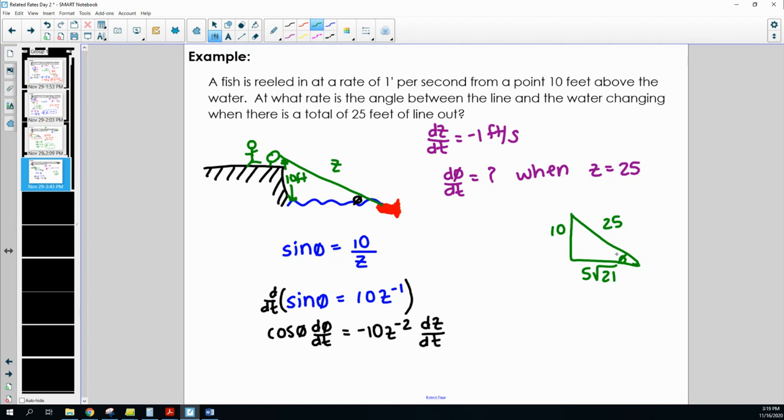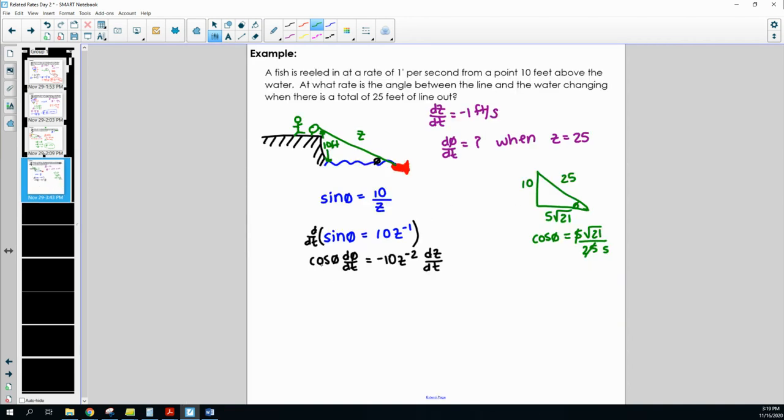Using the angle theta here, cosine is adjacent over hypotenuse. So the cosine of theta is adjacent, 5 square root of 21, divided by the hypotenuse, which is 25. We can reduce the 5 and the 25 to 5, so cosine of theta is square root of 21 over 5. I'm going to plug that in here. Instead of cosine theta, I have square root of 21 over 5 times d theta over dt, which is what I'm trying to solve for. That's equal to negative 10, and I'm going to put z to the negative 2 on the bottom, so it's z squared. z is 25, so I put 25 squared on the bottom, times dz over dt, which we know is negative 1.